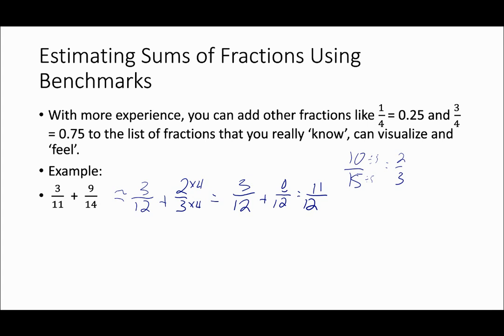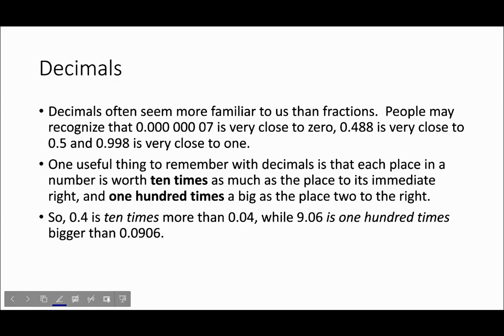Okay, so that is just talking about benchmarks with fractions. Got a brief bit about decimals and benchmarks. So decimals are often more familiar to us. You may see that 0.0000000007 is very close to 0, and then 0.488 is pretty close to 0.5, and then we have our 0.998 being very close to 1.